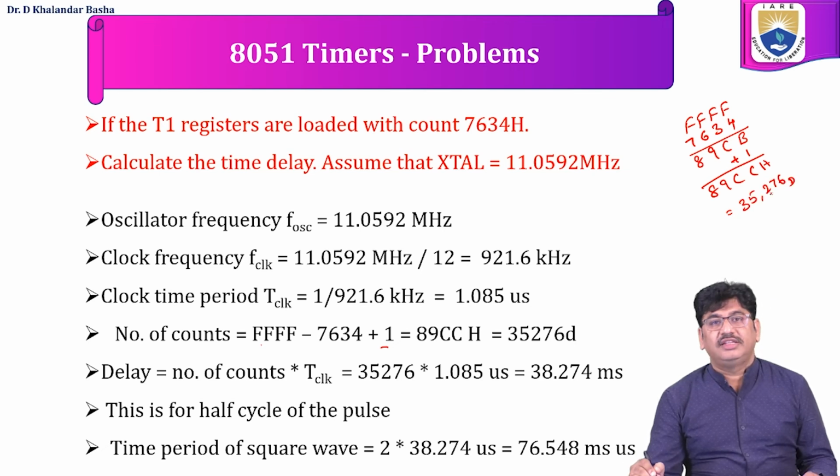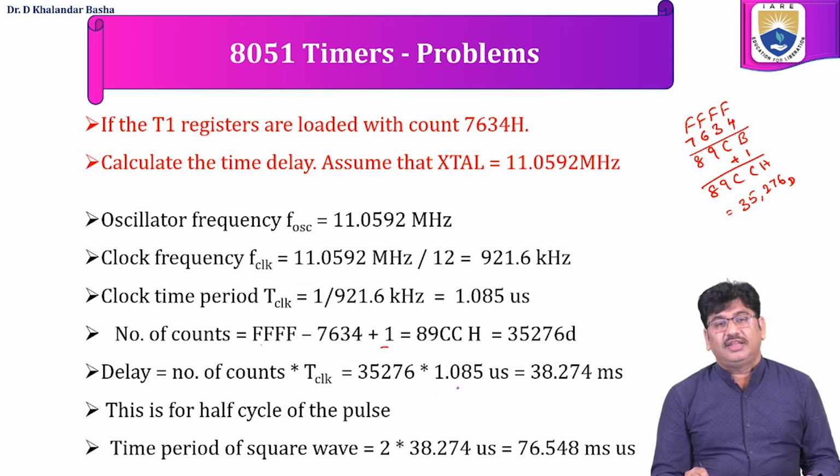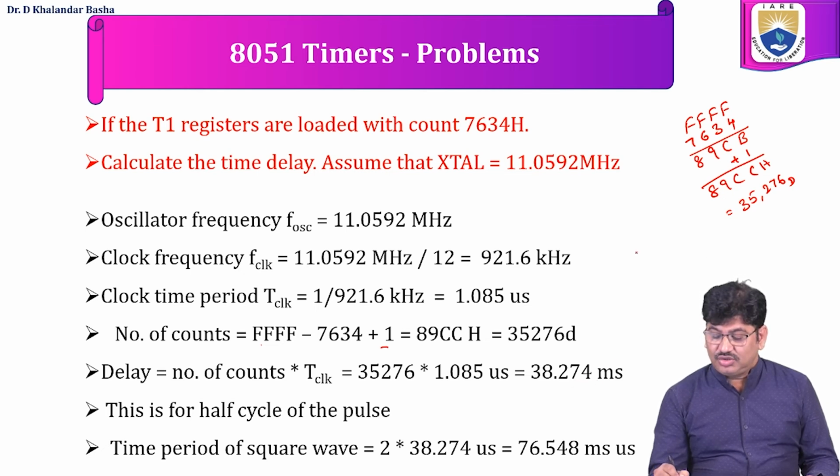35,276. These are the counts. That means this many clock pulses we are sending. Multiply this count with the time period of each clock pulse, that is 1.085 microseconds, which is going to give 38.274 milliseconds. So the square wave is generated with logic 1 for 38.274 milliseconds and logic 0 for 38.274 milliseconds.